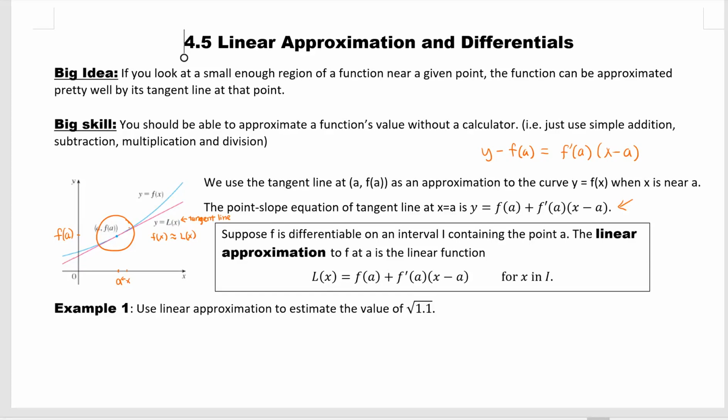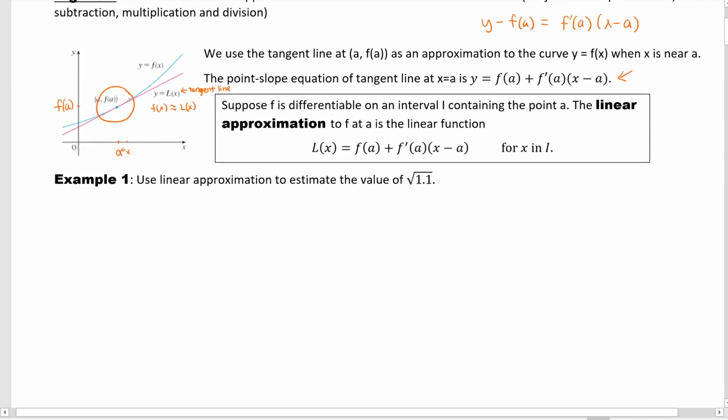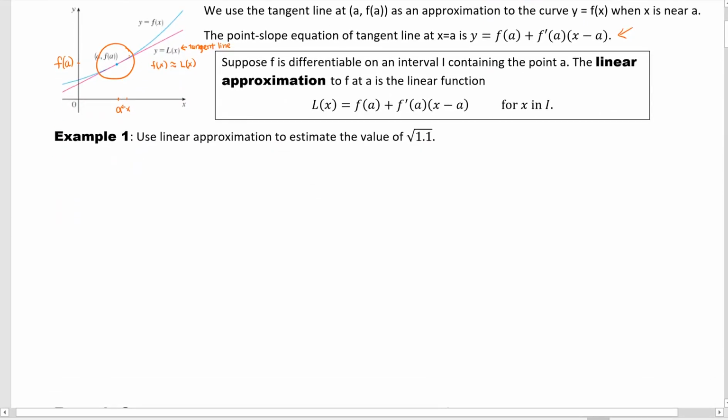Okay. So how do we work on this example? Alright, let's see example 1. Use linear approximation to estimate the value of square root of 1.1. So assume now we can only use the basic operations: plus, minus, multiply, and divide. So square roots we don't know how to calculate, right? So we're going to use the linear approximation to estimate the value.